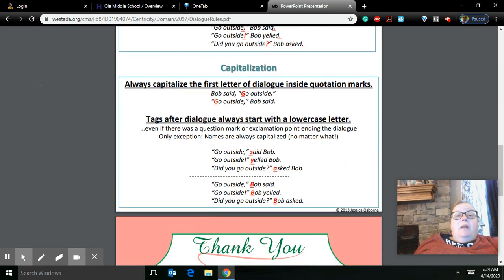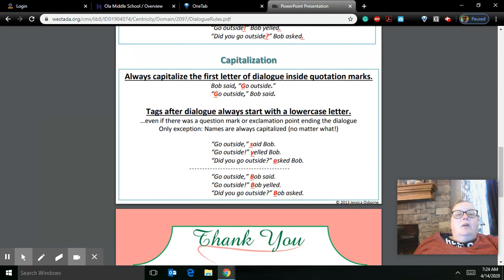Always capitalize the first letter of dialogue. This is the only time, other than when you have a proper noun, that it's okay to have a capital letter in the middle of your sentence. So notice, Bob said, comma, quotation mark, go outside. The go is capitalized. Likewise, if we're starting the sentence, quotation mark, go outside, comma, quotation mark, Bob said. Notice that go and Bob are both capitalized.